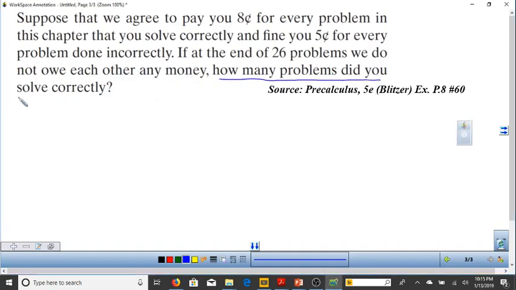So let's see how we're going to do that. So we have 26 problems in all, and we do not owe any money, so that means we break even. Suppose that we agree to pay 8 cents for every problem in the chapter that is solved correctly. So we're going to let x equal the number solved correctly. Now, we did 26 problems in all, right? 26 problems in all. If we solved x correctly, that means the rest were not solved correctly.